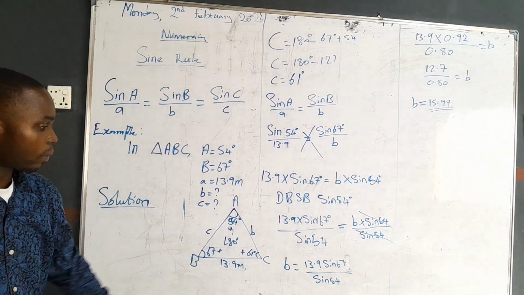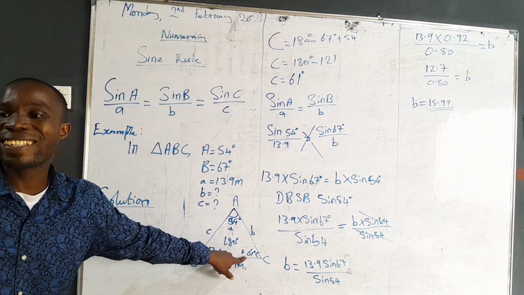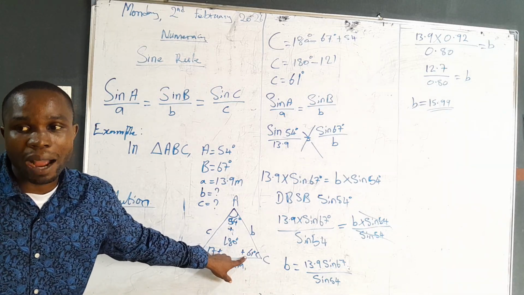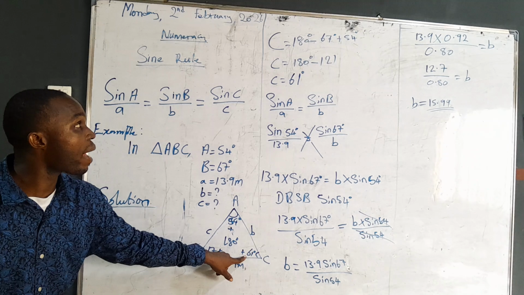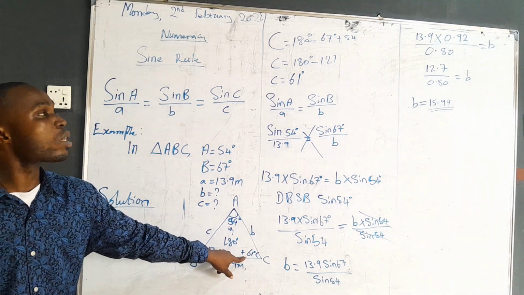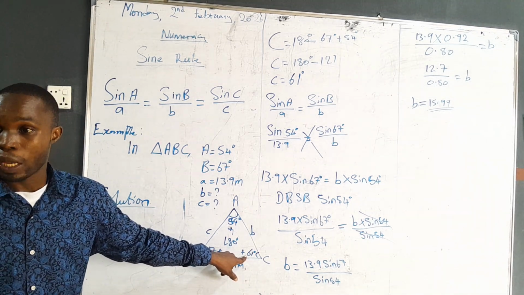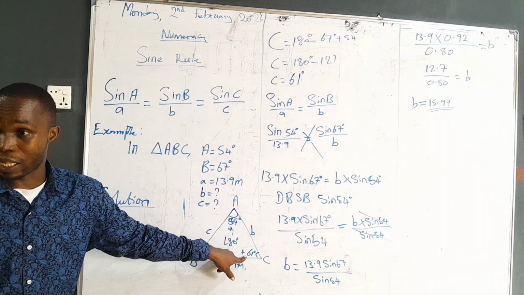That's sine C. We found C. That is the third angle in the triangle. It's not the side. If you look at what we did, we took the sum of angles in a triangle. You know, a triangle has 3 angles in it, right?